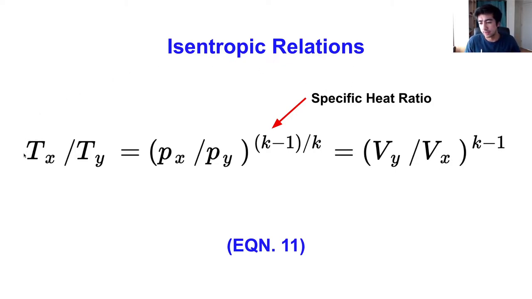What you get out of this, I won't derive it, but you can look on your own at how the isentropic relations are derived. It's pretty interesting. But the important thing that comes out of this is that the temperature, pressure, and specific volumes are all related at different points with the specific heat ratio. So you can see here at points X and Y, between any two points in this process, you can relate the temperature and pressure. If you have the temperature at those two points and the pressure at one of those points, you can find the pressure at the other point. Same thing with the specific volume. And with these three equations, you can form a lot of different relations between these properties. This is equation 11 on the sheet.